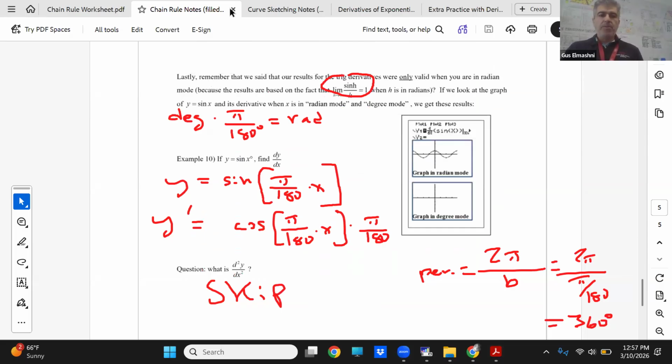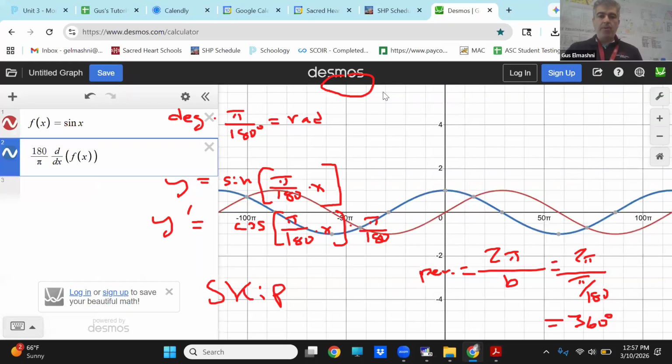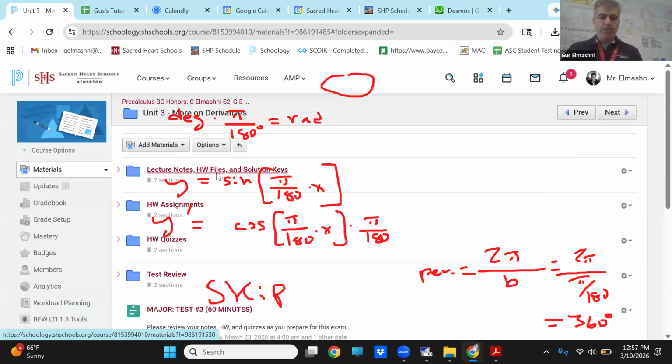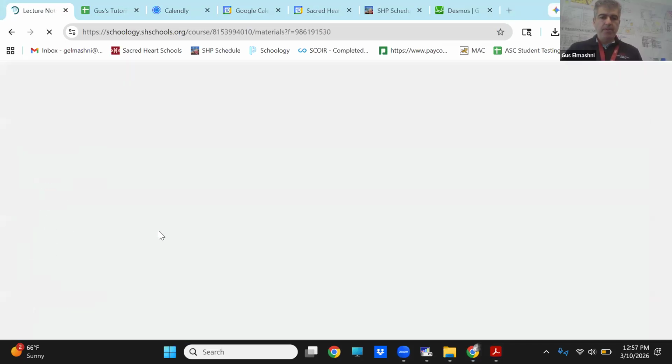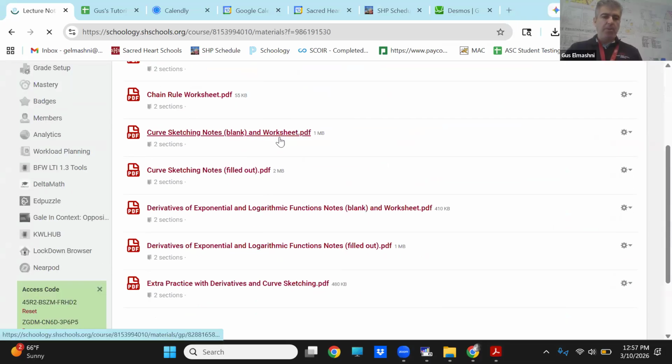Okay, new stuff. Before I hand out the new stuff, for those who are doing their work on a device, go to Schoology, click on lecture notes, and you'll see there's a bunch of new stuff: curve sketching, blank worksheet, the filled out notes, derivative exponential log functions, which we're doing today, blank worksheet, the filled out notes, and then extra practice. We'll get to extra practice next week, and that could be a way to help review for our tests.